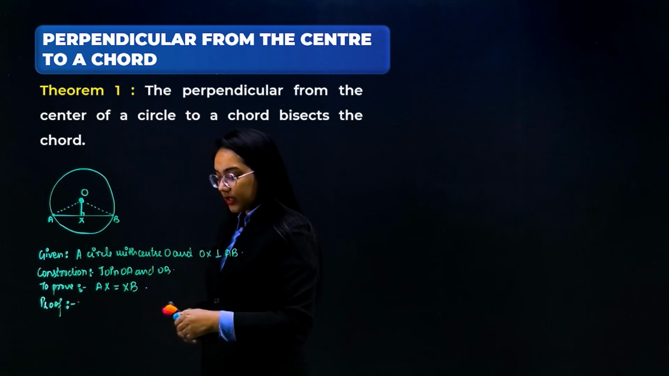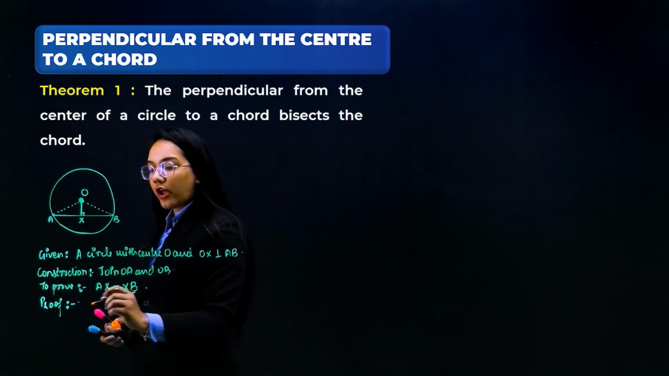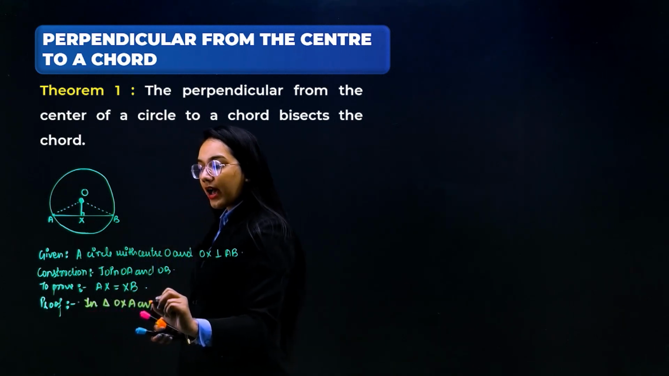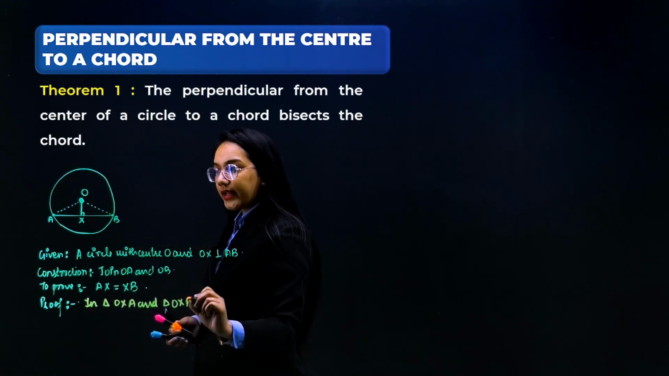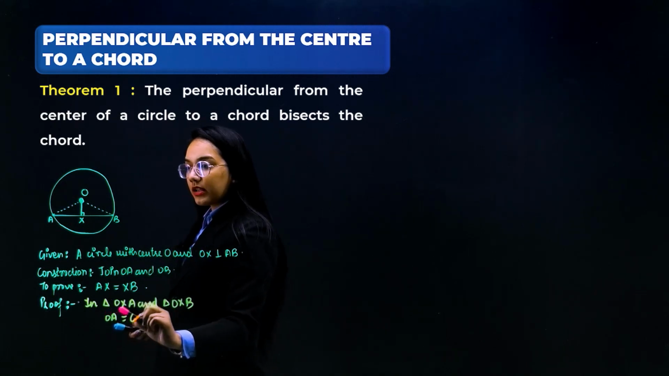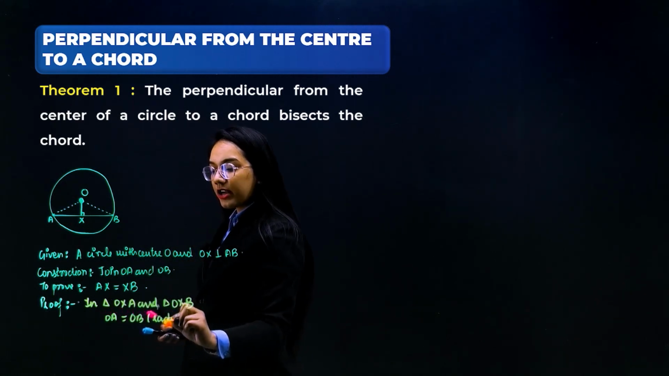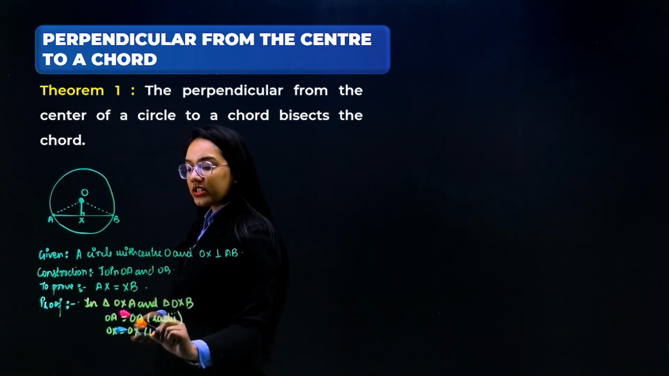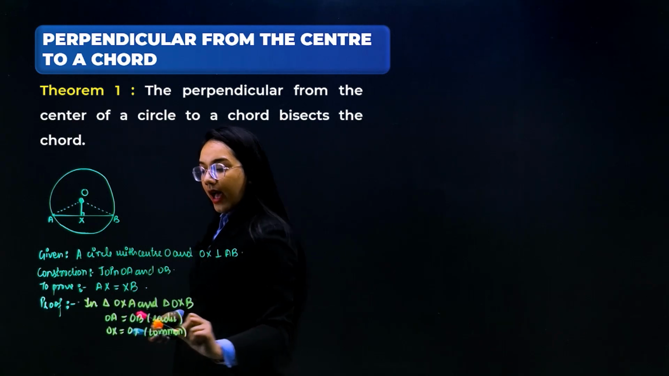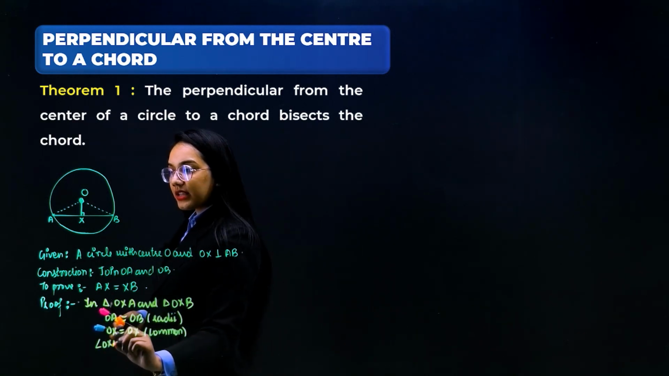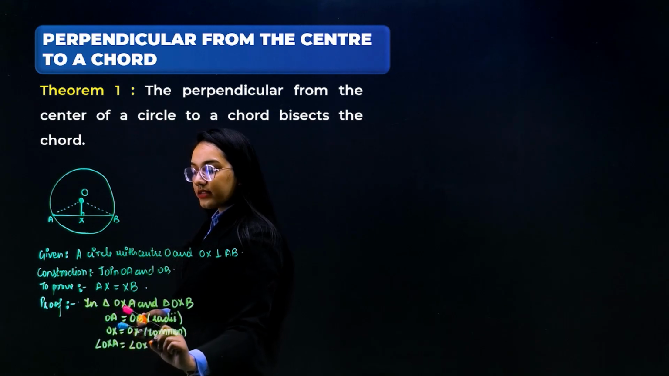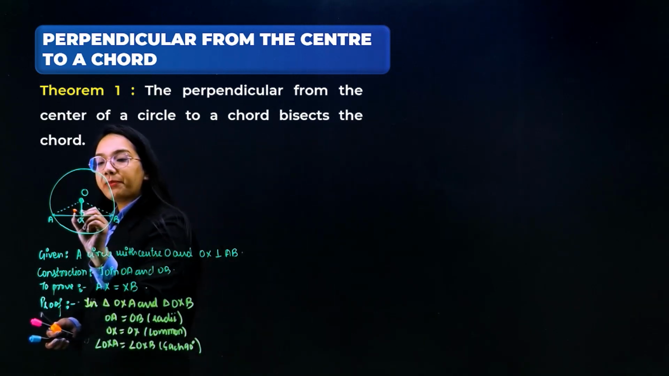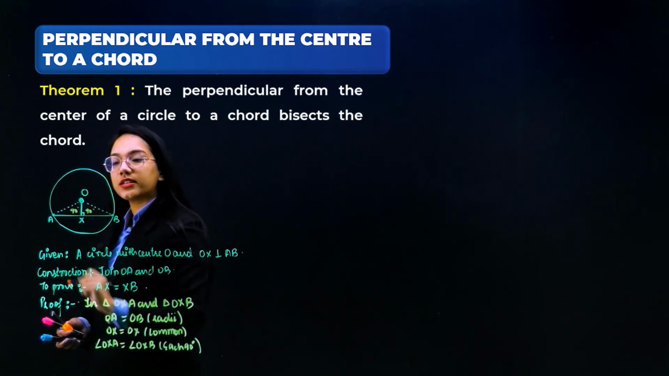First of all, as we can see, we have two triangles over here. In triangle OXA and triangle OXB, first of all, OA is equal to OB. Why? Because they are the radii of the circle. Furthermore, OX is equal to OX, the common side in both. And further, we know that angle OXA is equal to angle OXB, because each is 90 degrees, since OX is perpendicular to AB.